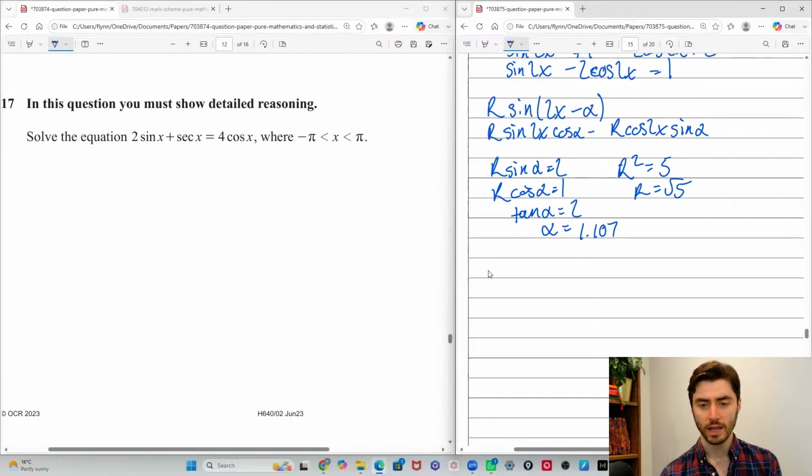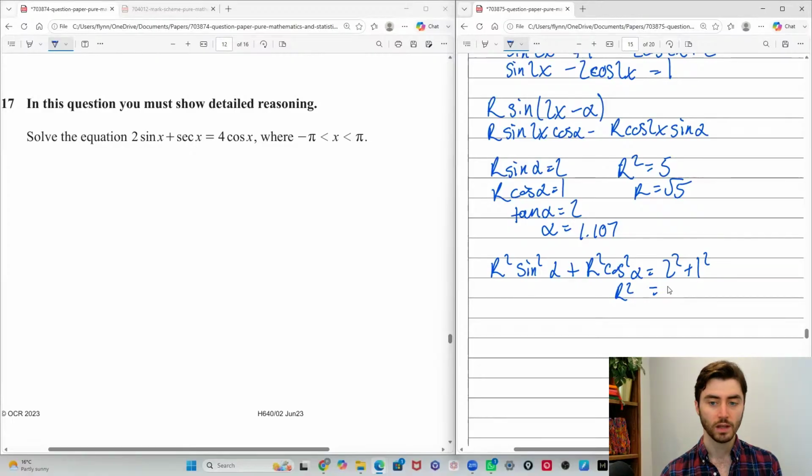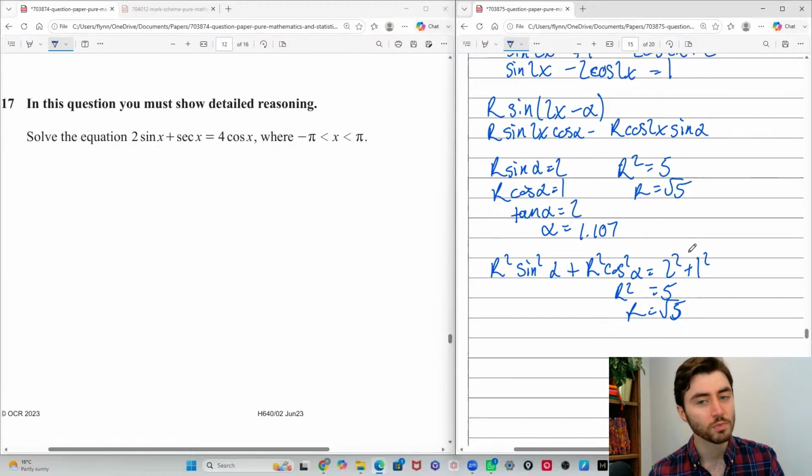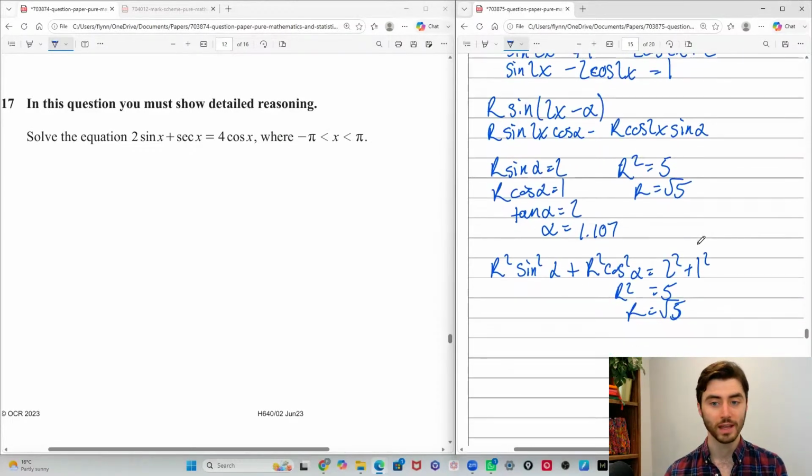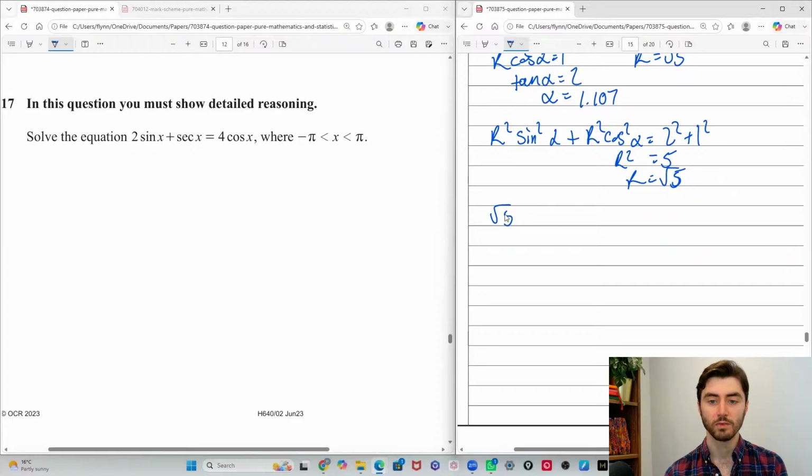In case you need to know why, it's because if you square that, you get r squared sine squared, and if you add r squared cos squared, that would be your 2 squared plus 1 squared. But sine squared plus cos squared is equal to 1, so it becomes r squared into 1, which is 5. So r is equal to root 5, just in case you need that. I'm just so surprised to see harmonic form come up. But anyway, we do get in the end that root 5 sine of 2x minus 1.107 is equal to 1.